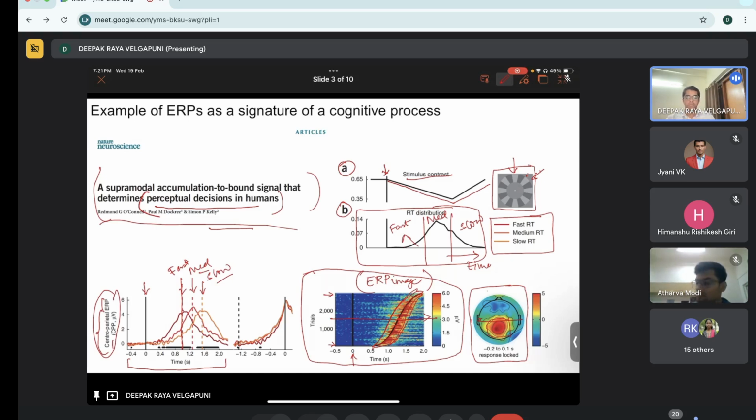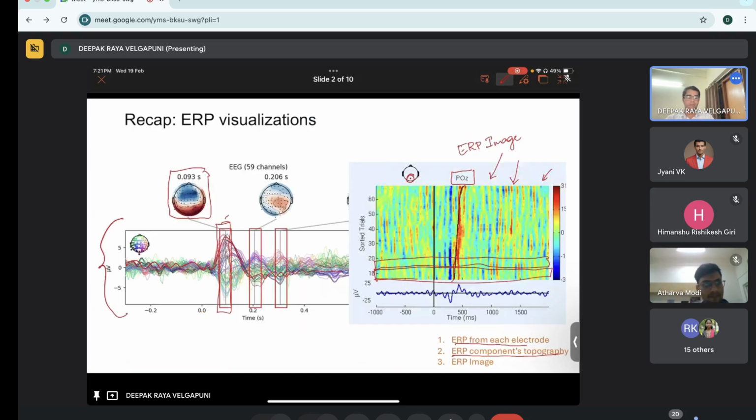Okay, so basically, to summarize, we were looking at 3 different types of visualizations for ERPs. One is you can visualize for each electrode how the time course of ERPs change by averaging across trials for each electrode. And you can also do, in a given window, or if you want a component of interest on ERP, you can see how that component corresponds to cortical surface, like which part of the cortex is giving most response, by using topo plots like this way of visualization.